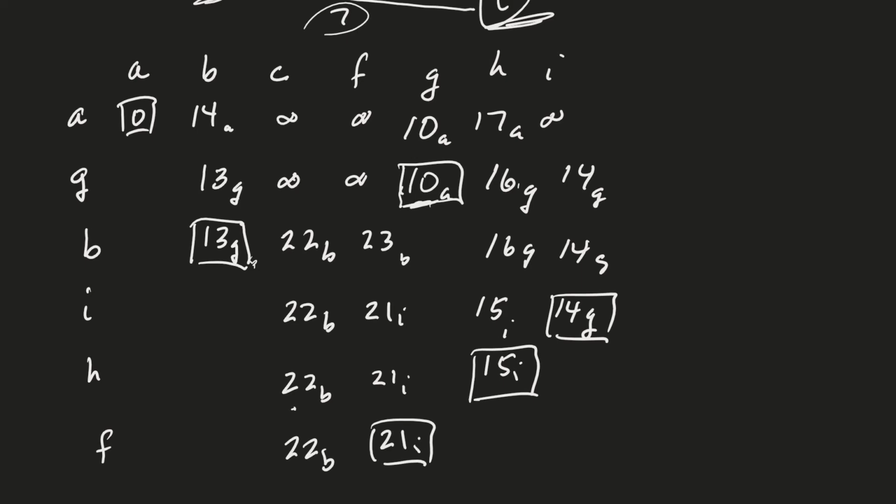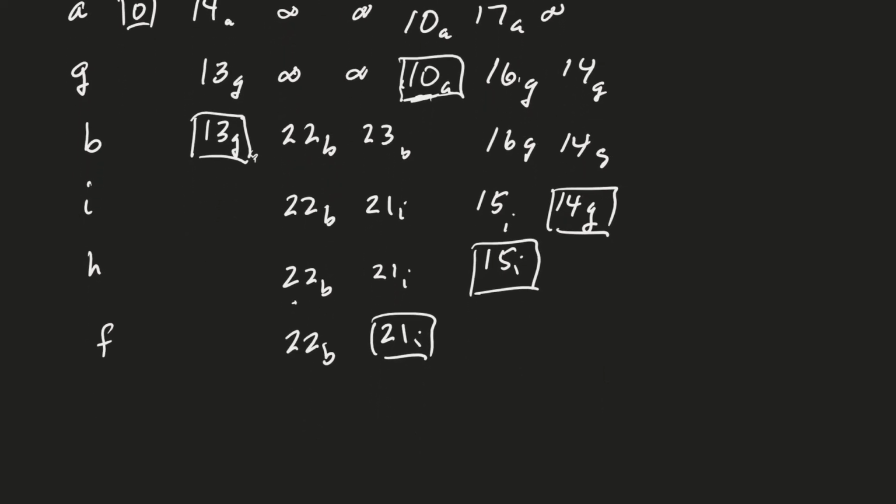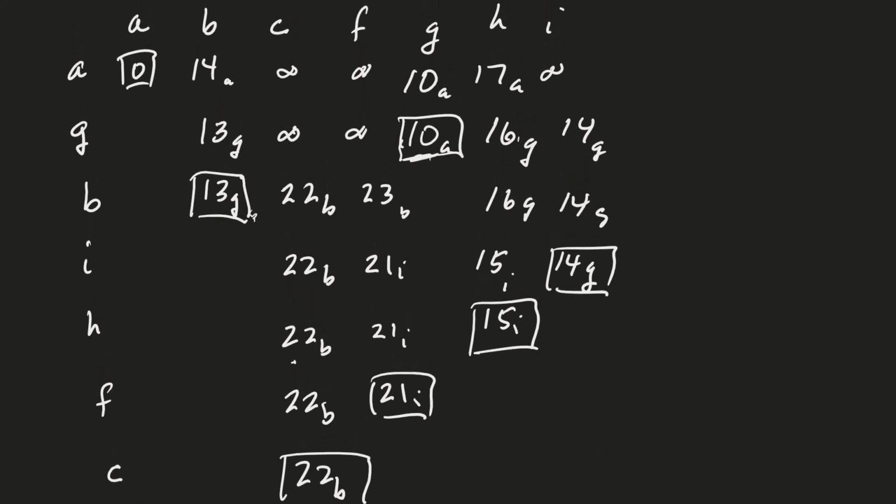Good. And then finally, that just leaves 22 down here at the bottom with the node C. And we are done. Good. And so these box values are telling you what the distance is from A to each of the nodes. So the shortest distance from A to B is 13. Okay, that's coming from G.